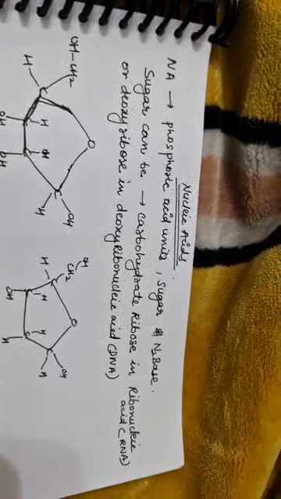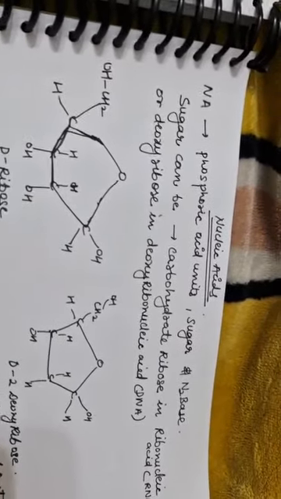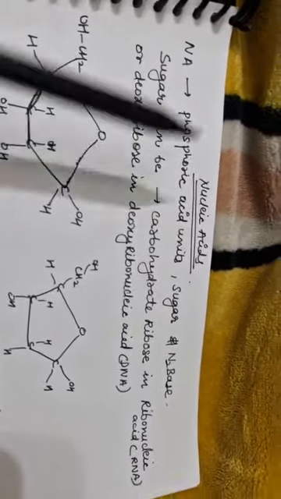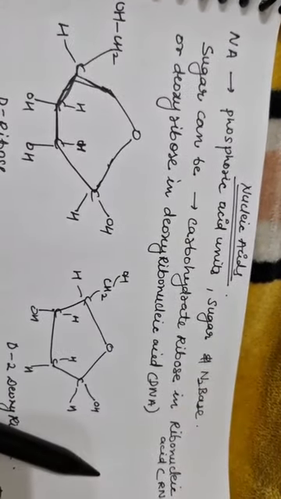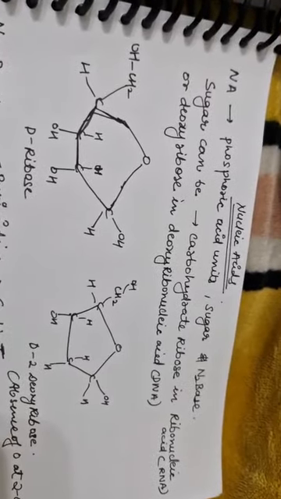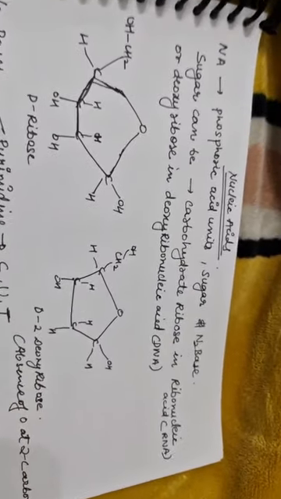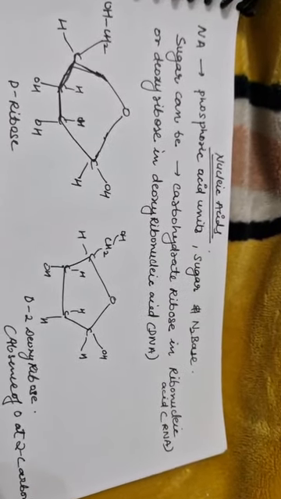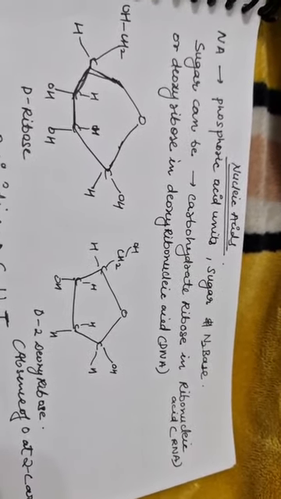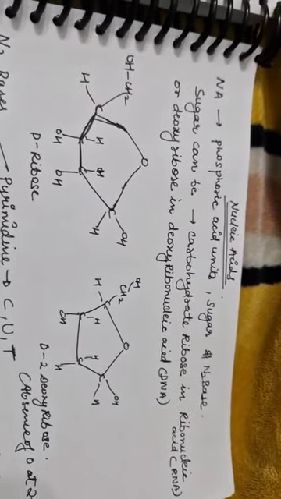Okay, the nucleic acid is formed by three units. The first is phosphoric acid, the second is sugar, and the third is the nitrogen base. The sugar can be of many forms, like the carbohydrate ribose in ribonucleic acid and deoxyribose in deoxyribonucleic acid.